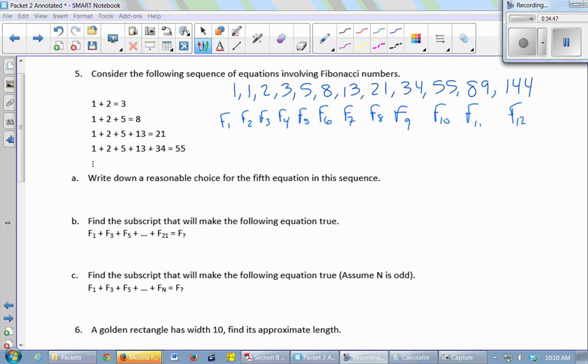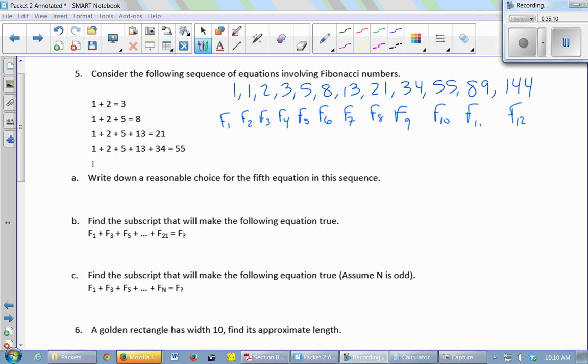The reason I'm writing these down underneath is because you asked me about subscripts in part B. Okay, so a reasonable choice for the 5th equation in this sequence. I'm just going to do the whole thing to make sure that everybody's on the same page. 1 looks like the first number in every equation. So we have 1 plus 2, 1 plus 2 plus 5, 1 plus 2 plus 5 plus 13, 1 plus 2 plus 5 plus 13 plus 34.